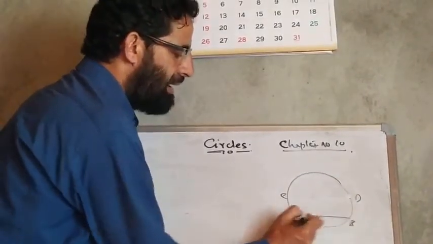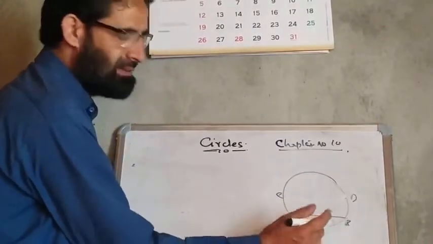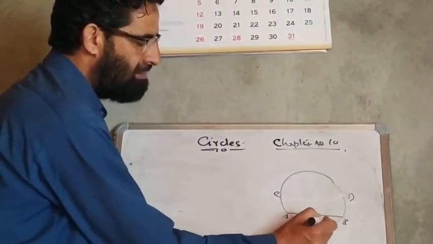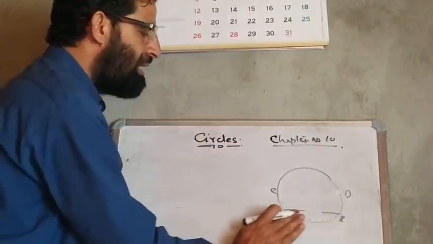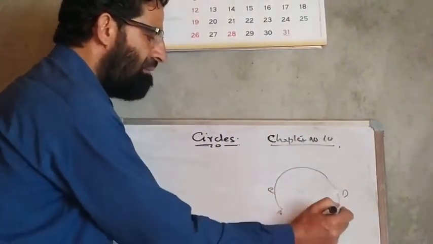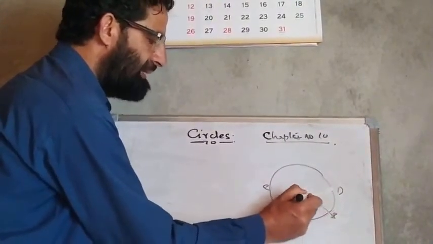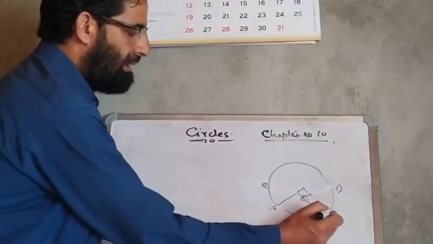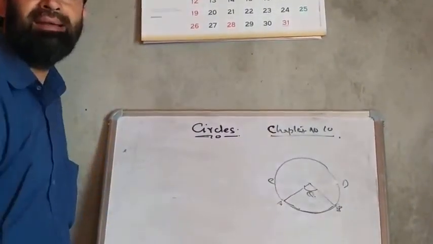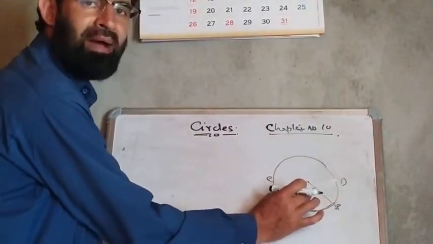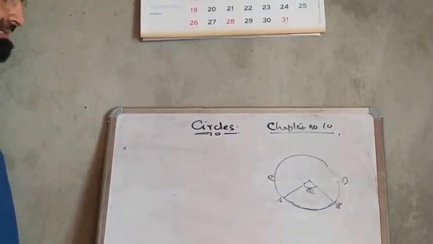Now see here, when you join a chord AB, the circle is divided into two parts. The smaller portion is called a minor segment, and the larger part is called a major segment. Again, when you join two radii of a circle, with theta here, the circle is divided into two parts. This minor part is called a minor sector, and this major part is called a major sector of the circle.